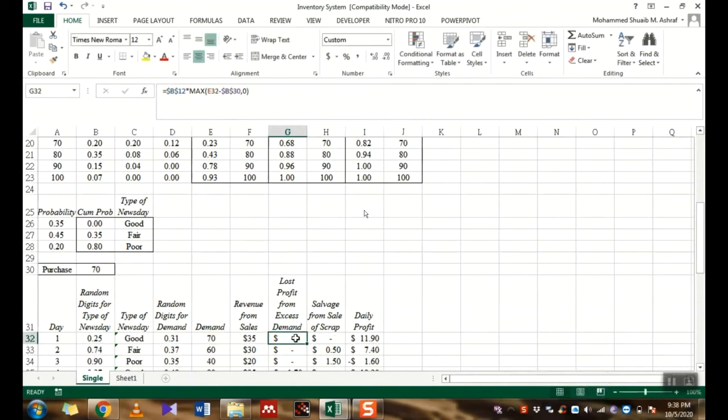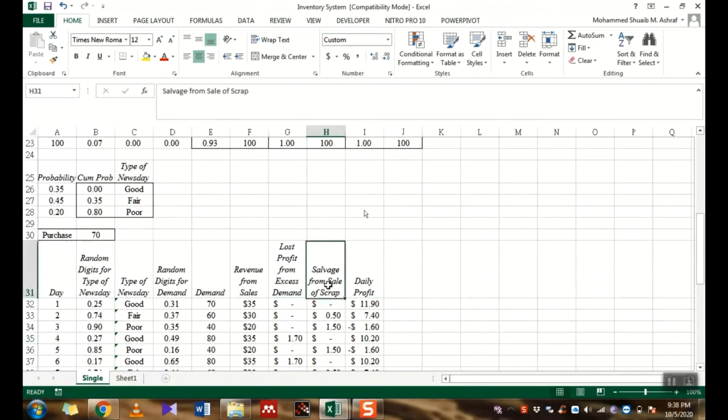So if the demand is more than 70, we will compute the lost profit from excess demand. Otherwise, the value will be 0. See, here is 0, here is 0, here is 0.